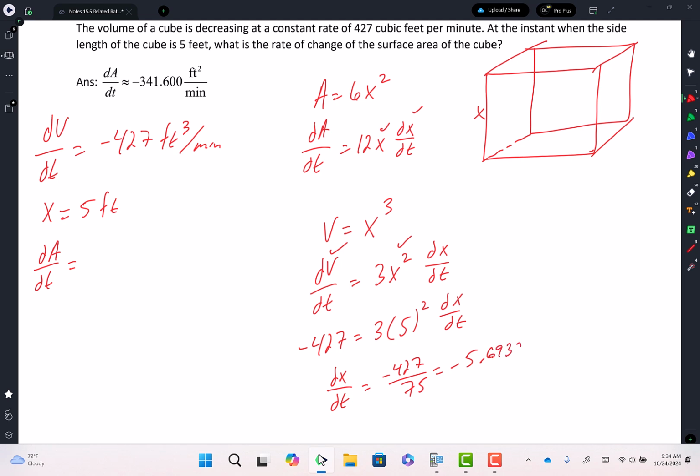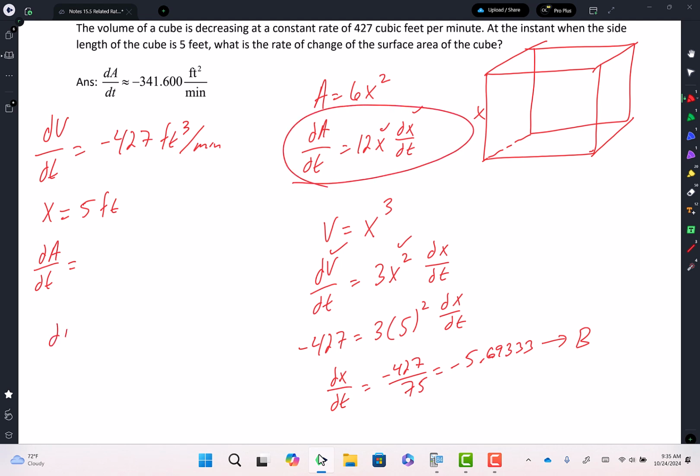And I know maybe you don't need to put this in the calculator because you can turn that into a fraction there. So anytime you see B, that's my dx/dt. So what am I looking for again? dA/dt. So here we go.